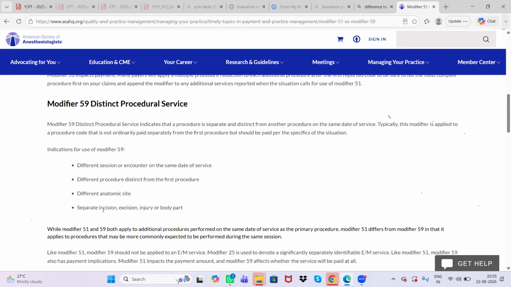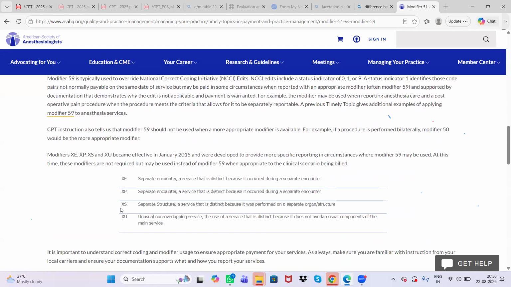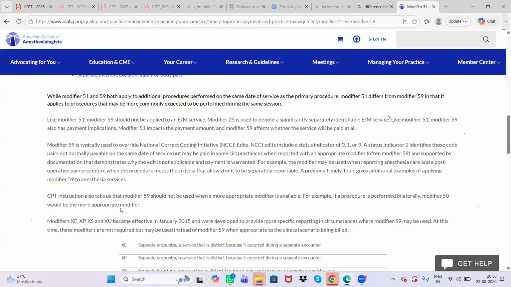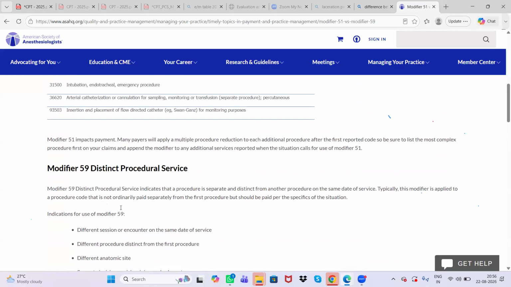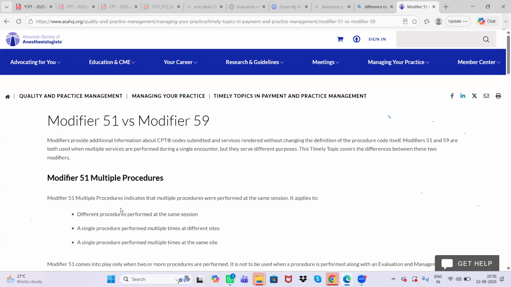Next, the 59 modifier. Different session or encounter on the same date of service, different procedure distinct from the first procedure, different anatomical site, separate incision, excision, injury or body part. That time we can append the distinct procedural service, which is the 59 modifier. We have already discussed the example. Are you clear with the 51 and 59 modifiers now? Yes, ma'am.